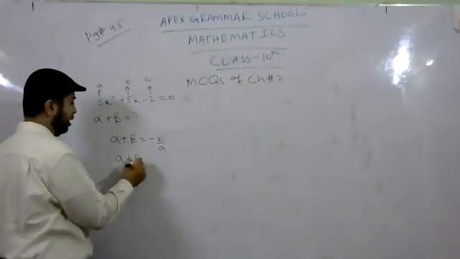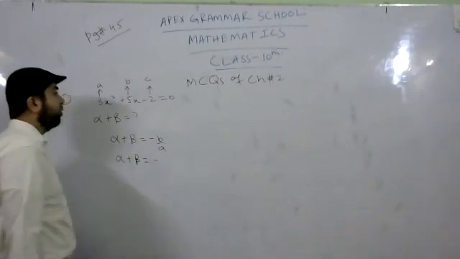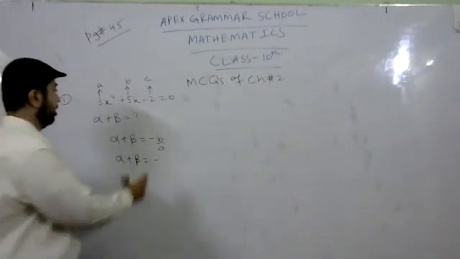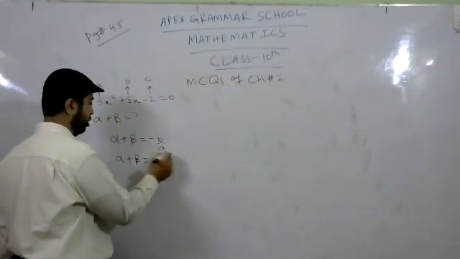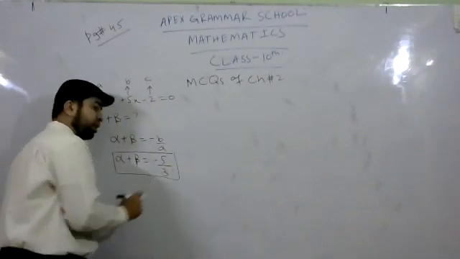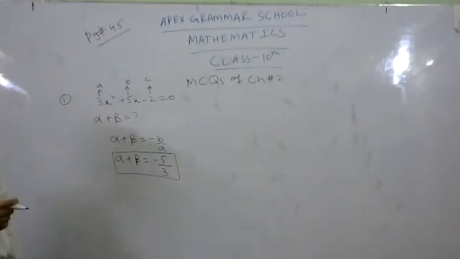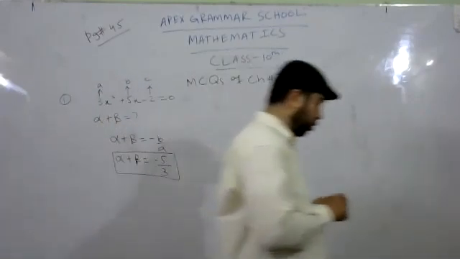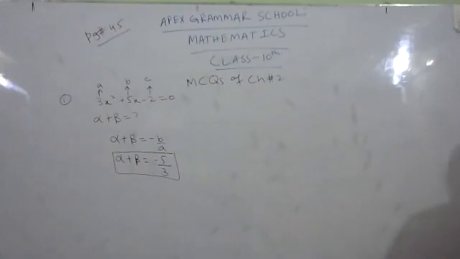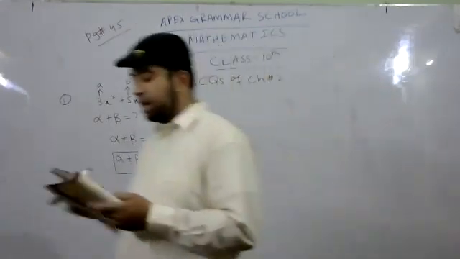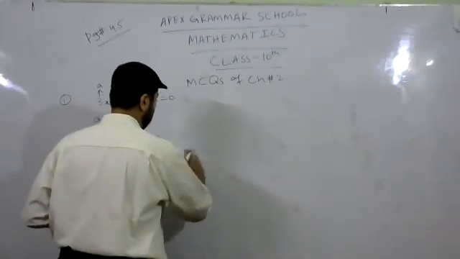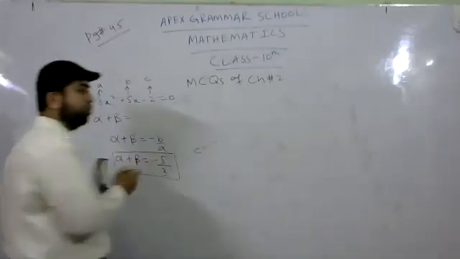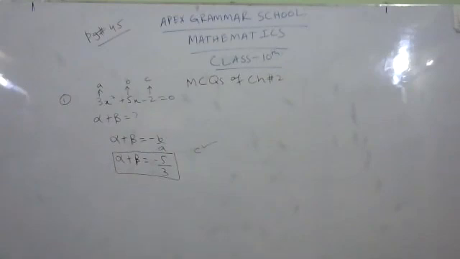Put these values in. Alpha plus beta is equal to minus, then the value of b here is 5, and the value of a is 3. So alpha plus beta is equal to minus 5 over 3. What is the right option? That is option number C. So you need to pick option number C, that is minus 5 by 3.